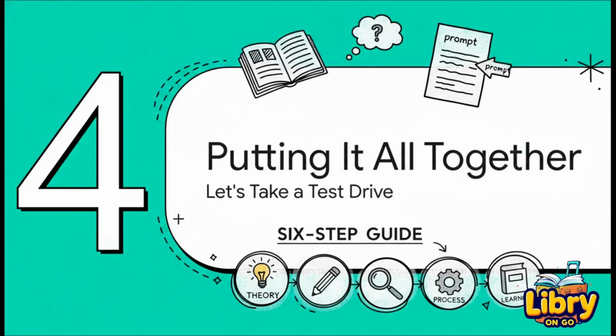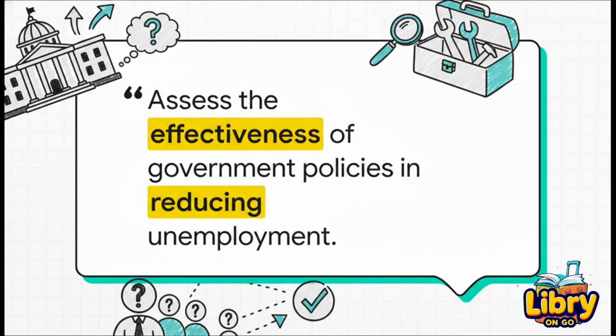Okay, theory is great and all, but let's make this real. We're going to take our new 6-step guide and take it for a test drive with a typical assignment prompt you might actually get in a class. Here we go. Imagine your professor hands you this. Assess the effectiveness of government policies in reducing unemployment. Your brain should immediately light up and go straight to that 6-step toolkit. You're not just going to describe the policies, you're going to judge them.